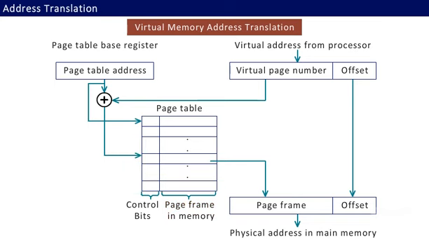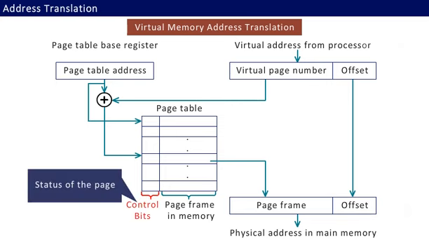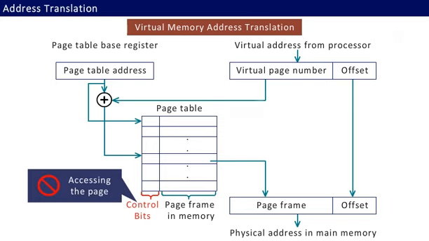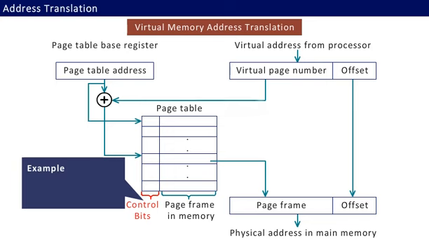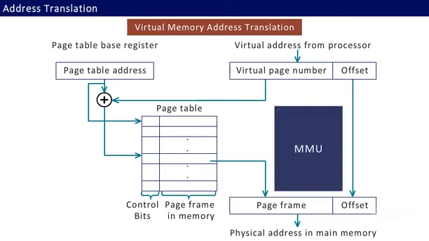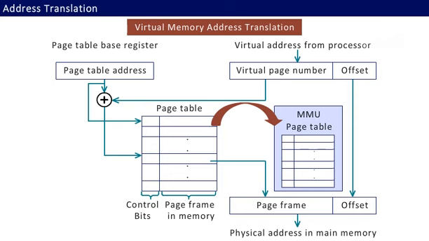Each entry in the table also includes some control bits that describe the status of the page while it is in the main memory. The control bits indicate various restrictions that may be imposed on accessing the page. For example, a program may be given full read and write permission, or it may be restricted to read access only. The page table information is used by the MMU for every read and write access, so the page table should be situated within the MMU.